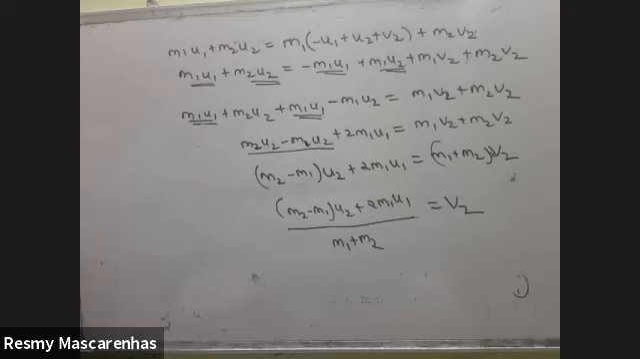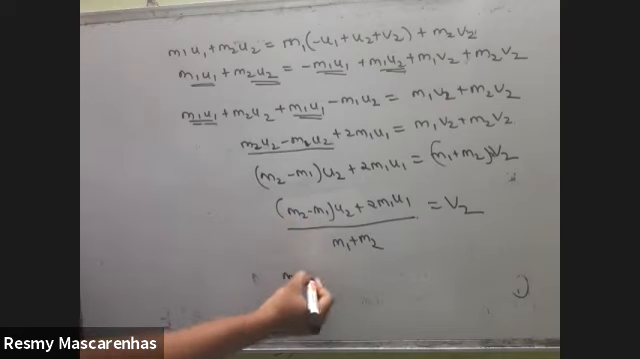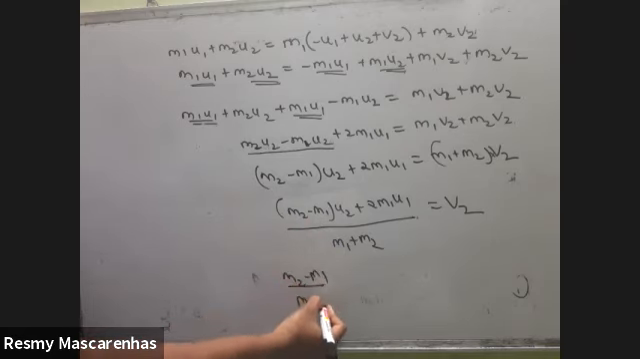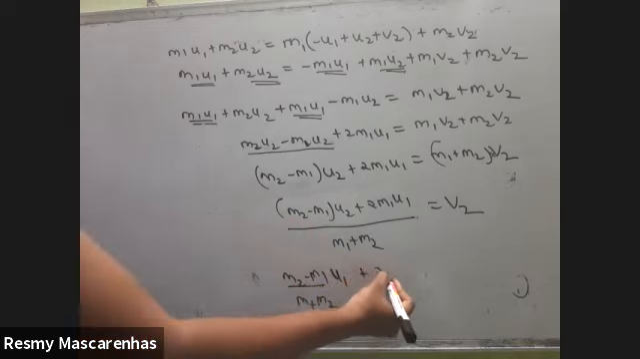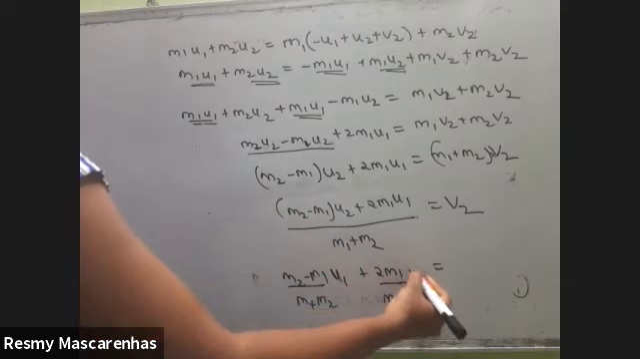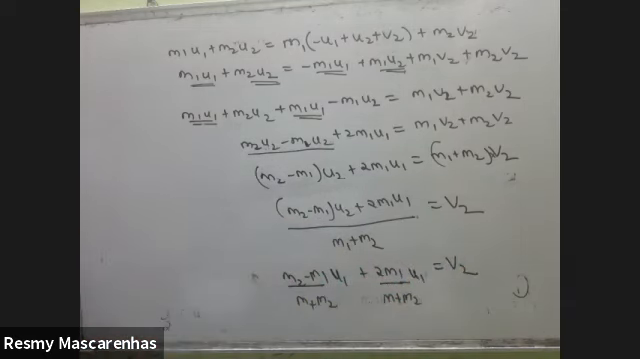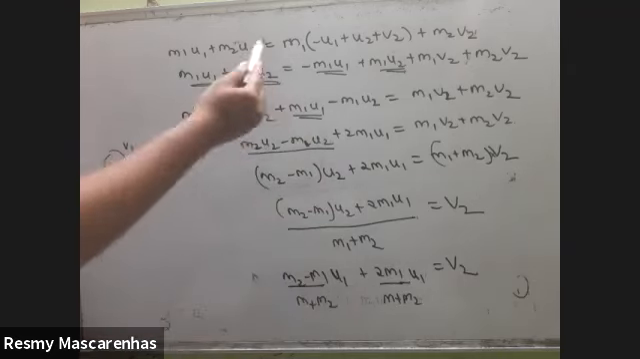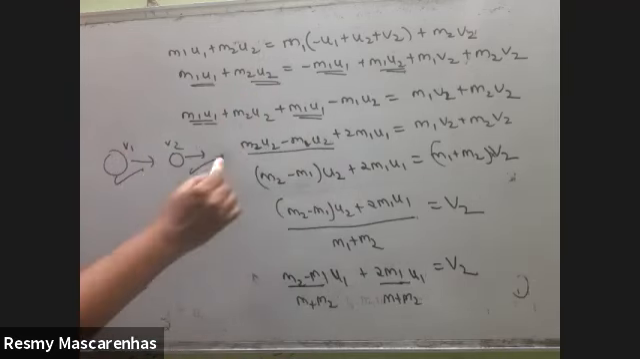What is the value of V2? Distribute this: M2 minus M1 upon M1 plus M2. So this is the value of V2. So we got the velocities after collision. If you want to calculate what is the velocity of body 1 and body 2 after the collision, this is the formula. First we derived for V1 and the second one is for V2.